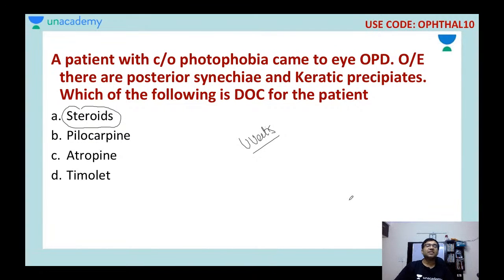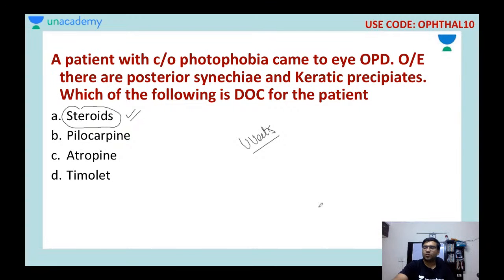Remember, atropine is a very useful adjunct, but it is not the drug of choice. Why is atropine not the drug of choice? Because atropine basically causes the dilation of the iris. It relieves the patient from the posterior synechia. It does not prevent the pathogenesis of the uveitis, that is inflammation. To decrease the inflammation, we always need steroids. So the drug of choice in these cases is always a steroid.